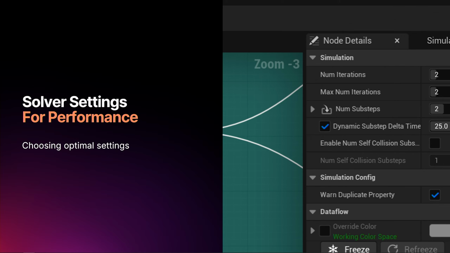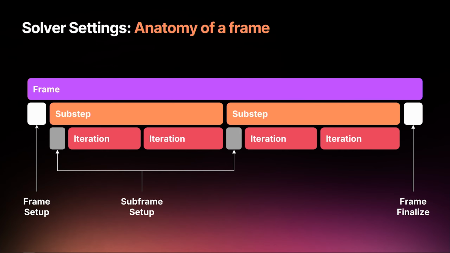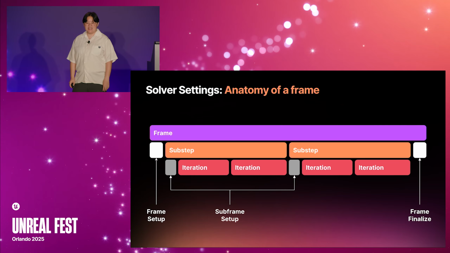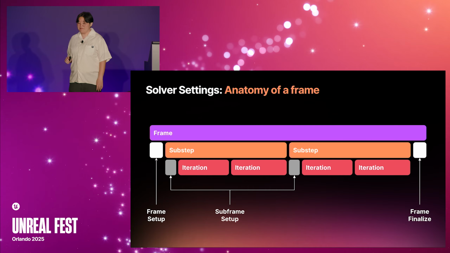The last configuration node I wanted to talk about is our solver settings. Solver settings control how each frame is subdivided. The first level of this subdivision is the number of substeps per frame. In this case, we have 2 substeps per frame, denoted in orange, where the total cost of the frame is equal to the substep cost plus a fixed frame setup and finalized cost. Each substep is further divided by a number of iterations. Here we have 2 red iterations per substep. Similar to the frame level, there's also an additional cost per substep, where we advance time for kinematic objects, as well as set up self-collisions.